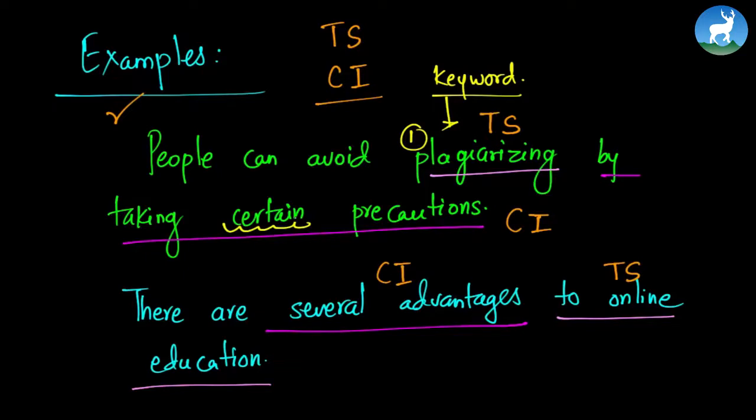And let's go to the second one. In the second one, we see online education is the main idea, because online education is the keyword here. What's the keyword? Online education. People want online education these days. Now, there are several advantages. How many advantages? Many advantages. The sentences that are to follow would be all about the advantages. That's why this phrase, several advantages, controls the topic, and it's called the controlling idea.